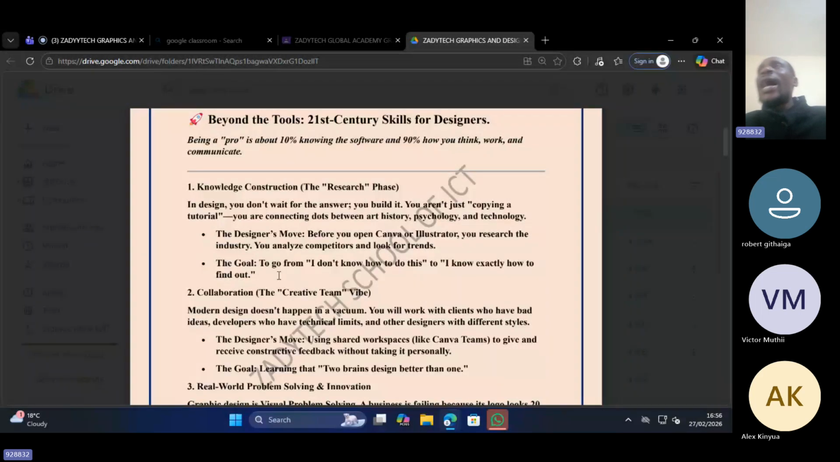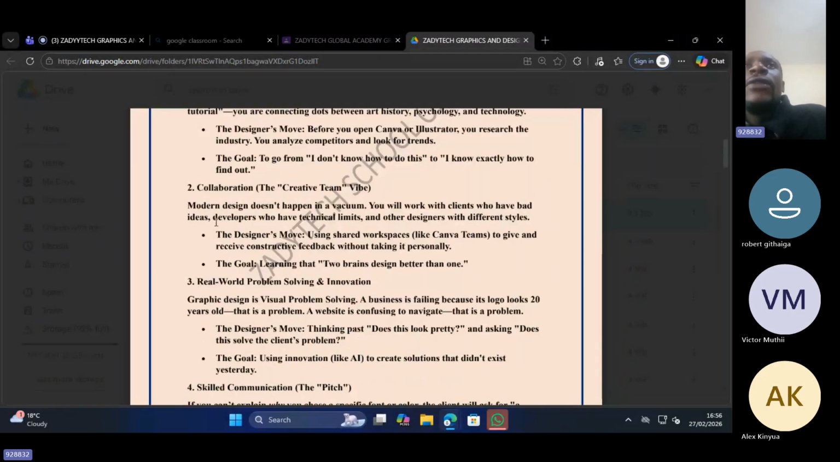You're the one that you can share ideas on how to advance with. Yes, he or she will be helping you to sharpen up. So make sure that you collaborate with others to ensure that you continue sharpening your skills. Modern design doesn't happen in a vacuum. You will work with clients who have bad ideas. Sometimes you'll meet those who are not good developers. Some will be good developers who have technical limits, and others will be designers with different styles of designing.